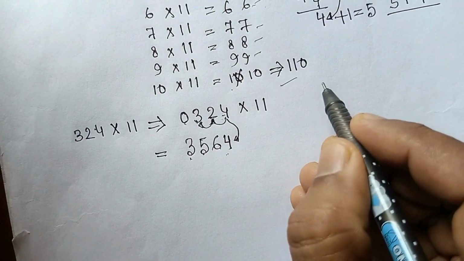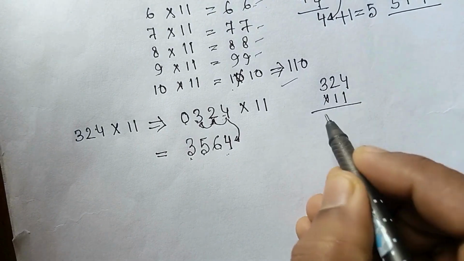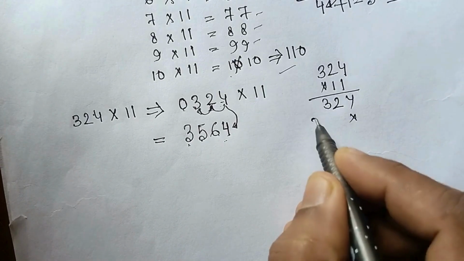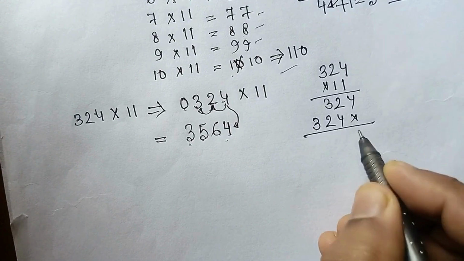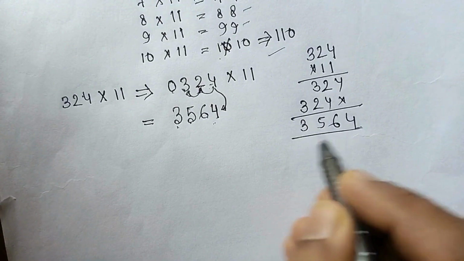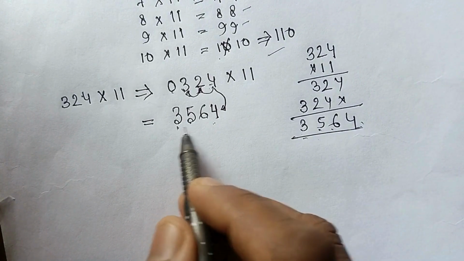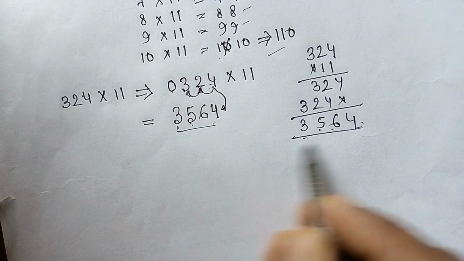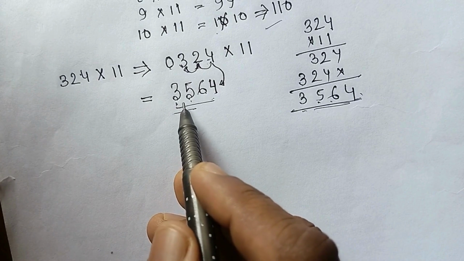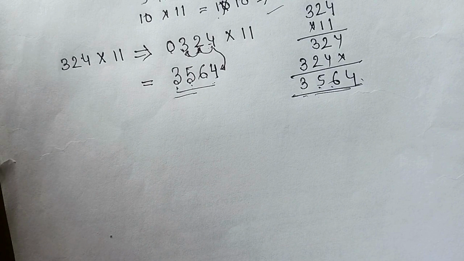Now if we multiply by 11 for verification, we get 324 and 324 added like this, which gives 3564. The result is the same. So we can multiply by 11 very easily and quickly. Let's take another example.